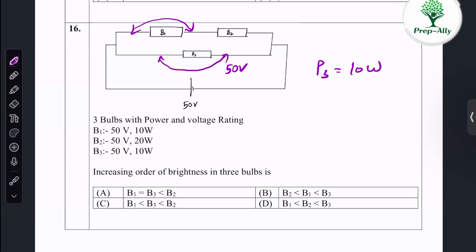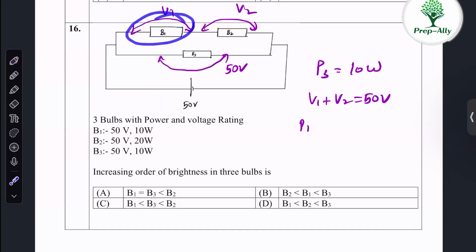Whereas here V1 plus V2 will be equal to 50 volts. So this voltage also less than 50, this voltage also less than 50. So because of this, voltage across bulb 1 is less than 50 volt, means output will be less than 10. This voltage is less than 50, means output will be again less than 20.